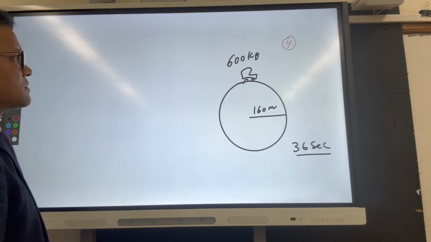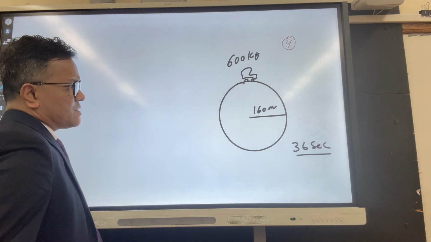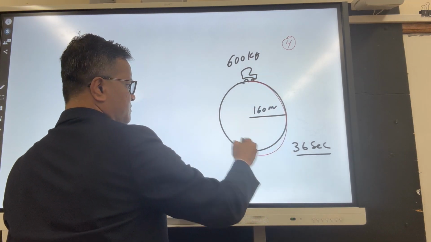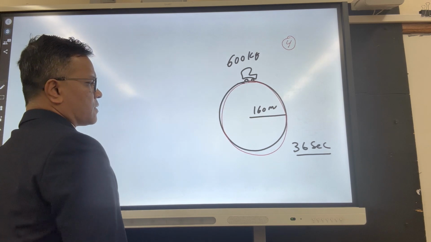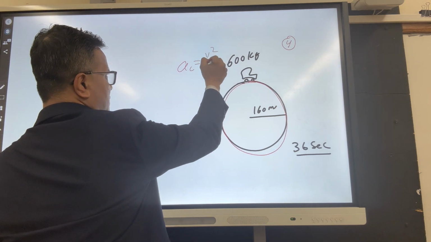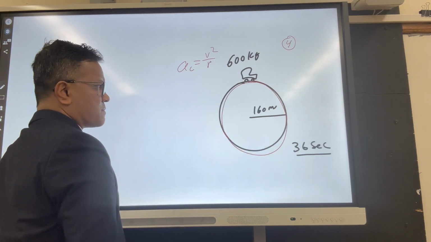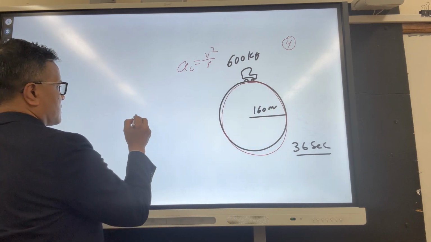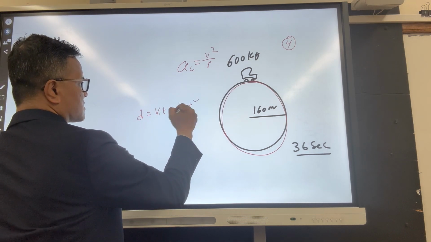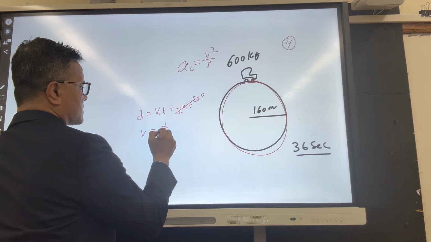The car and its driver, combined mass is 600 kilogram, and the radius of the loop is 160 meter. One revolution of the loop takes 36 seconds. What you need to find is centripetal acceleration, which is v squared over r, but you don't have velocity. The car moves with constant velocity, so you're going to use the velocity is distance over time formula.